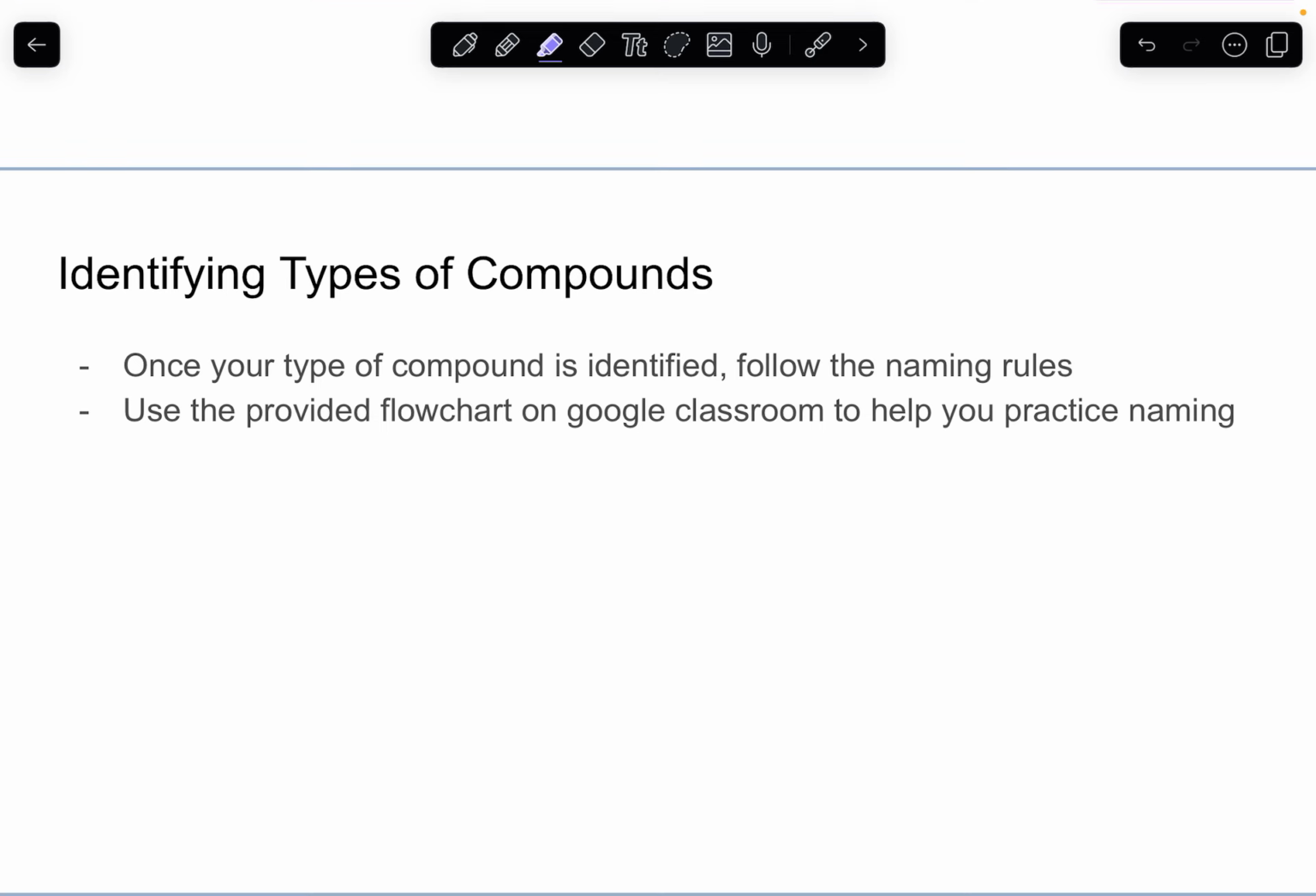Once your compound is identified, you can follow the naming rules for that type of compound. If you need more help with this, I recommend using the flowchart that I have posted on Google Classroom.